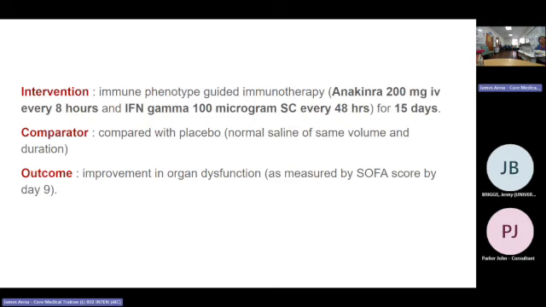And these were compared with a placebo group, where they used normal saline as the control. And the outcome was they were looking at improvement in the organ function. So they measured it as SOFA score improvement by day 9.